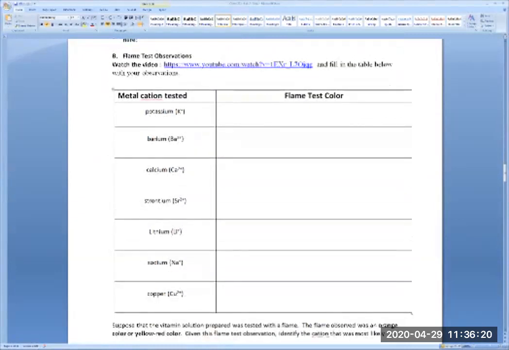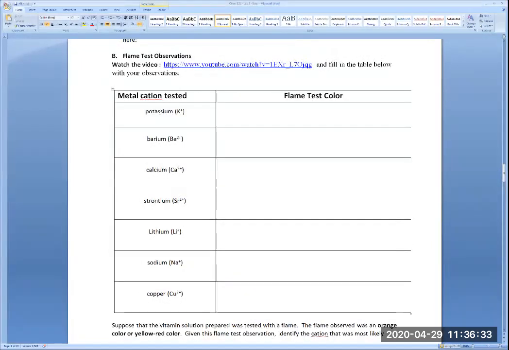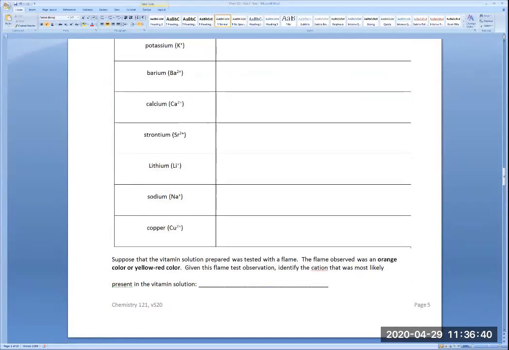This first table B goes over what colors the flame will be when you are burning solutions that contain potassium, barium, calcium, etc. So you want to have the correct flame color for each ion. Then we are supposing that we will do the vitamin solution and put it in a flame, and there is no video showing that. So you have to take the words that are written here, that are the observations if you were putting the vitamin solution in the flame.